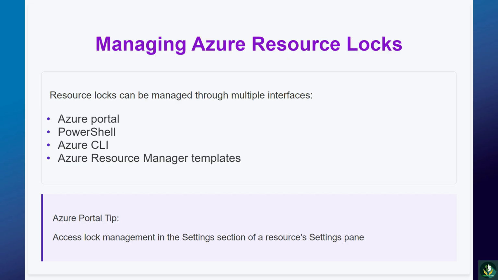For those embracing infrastructure as code practices, Azure Resource Manager templates provide a way to define and deploy resource locks alongside your resources. By including lock definitions in your ARM templates, you can ensure that critical resources are protected from the moment they're deployed. This approach helps maintain consistency across environments and makes it easier to version control your lock configurations.